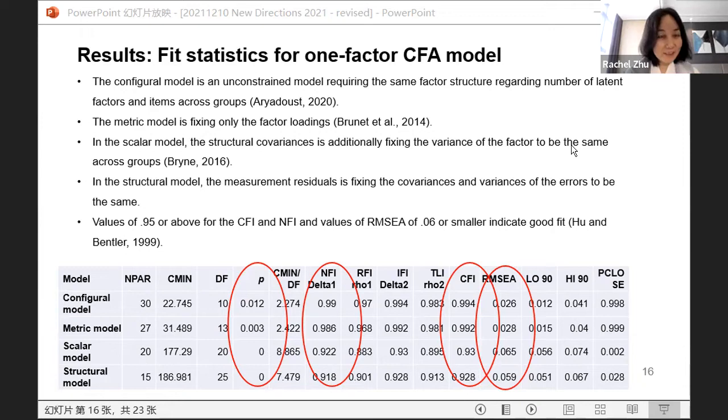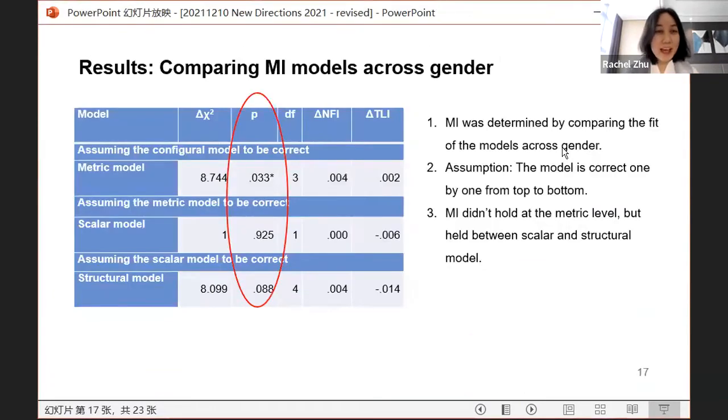Yes, thank you very much for the additional information, which I might have to repeat some of in this slide, because in this slide, we compare the measurement invariance models across gender in this way. So this is to answer the second research question, whether the measurement invariance holds.